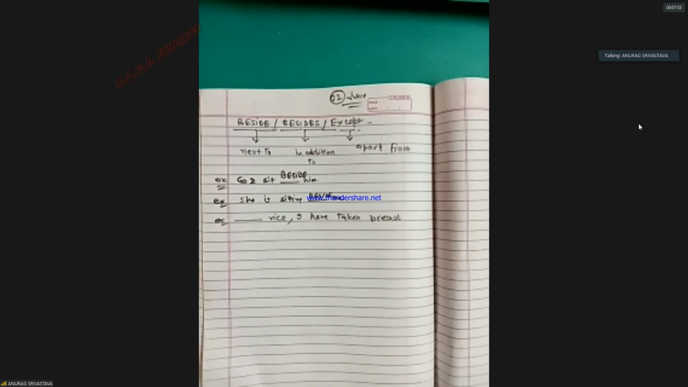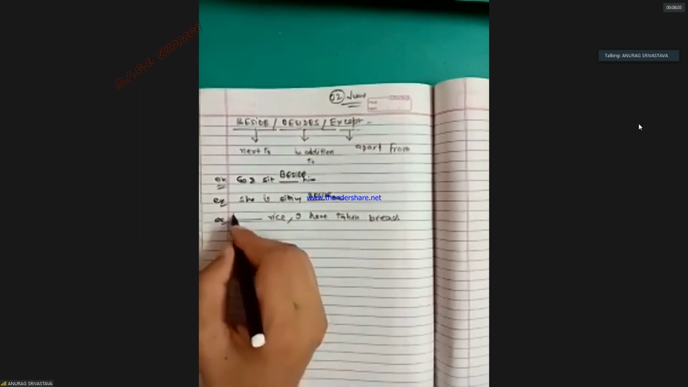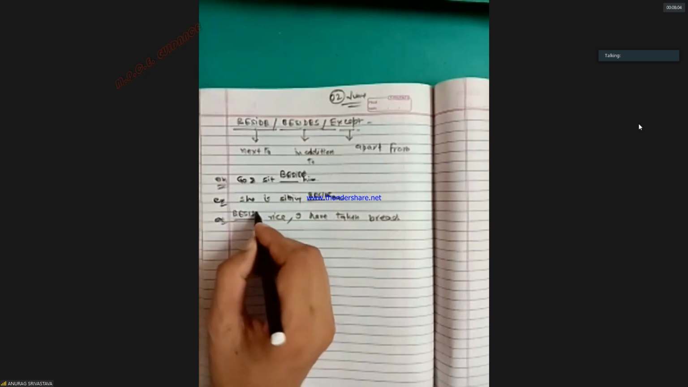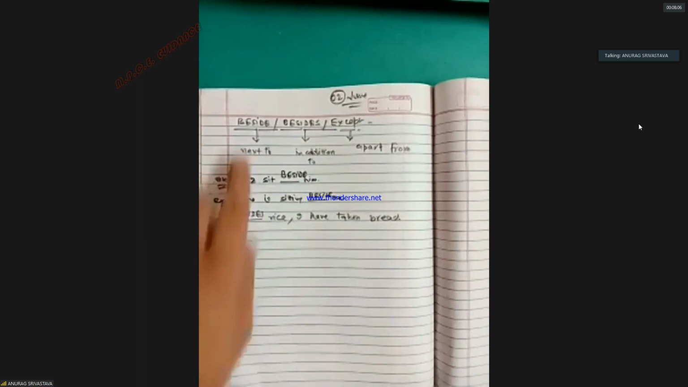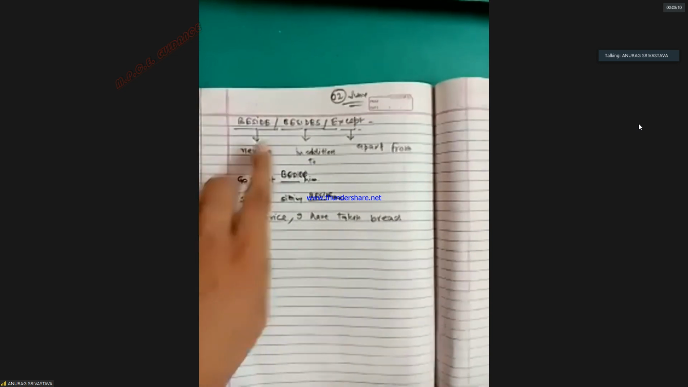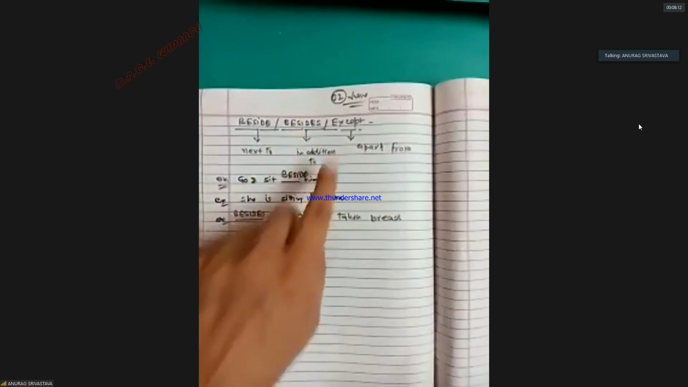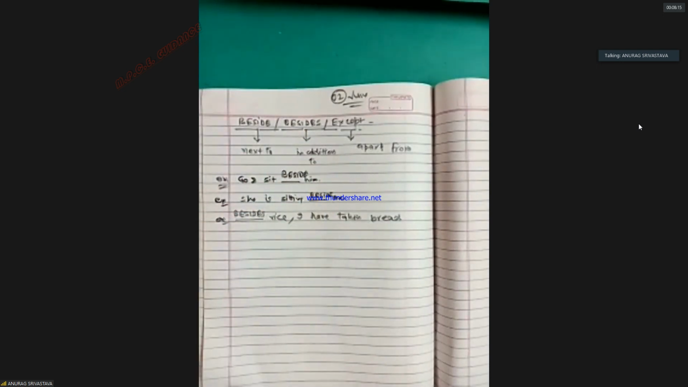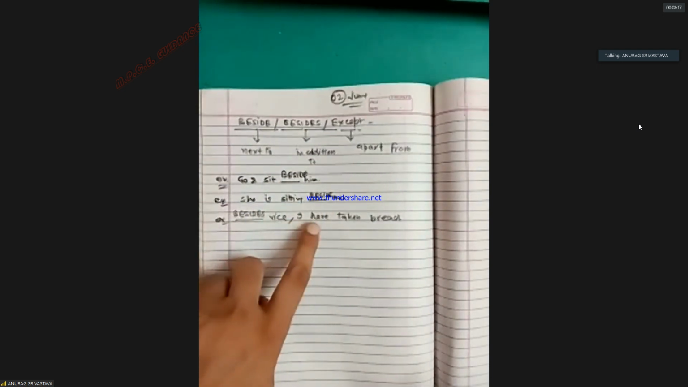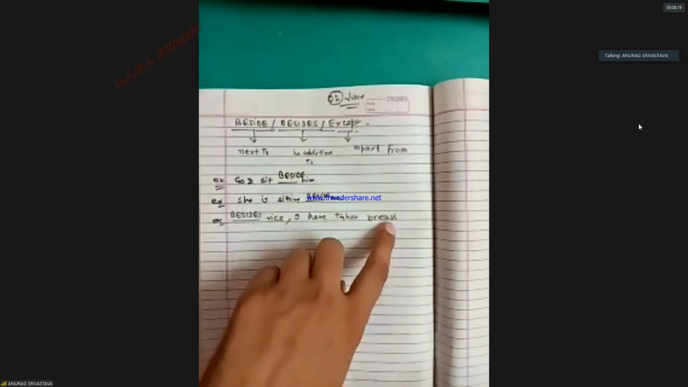So out of beside and besides, first we will see between beside and besides which will be placed. Here will be besides. Why besides? Because beside is giving the sense of next to or nearness, but besides is giving the sense of in addition to. Besides rice, I have taken bread. Fine.